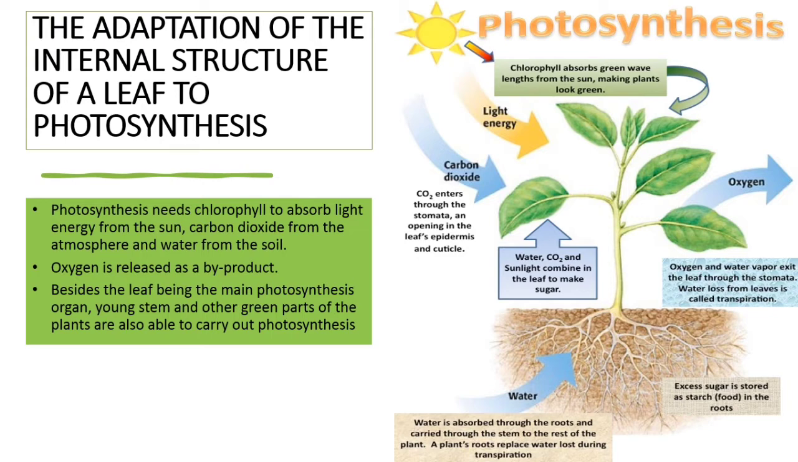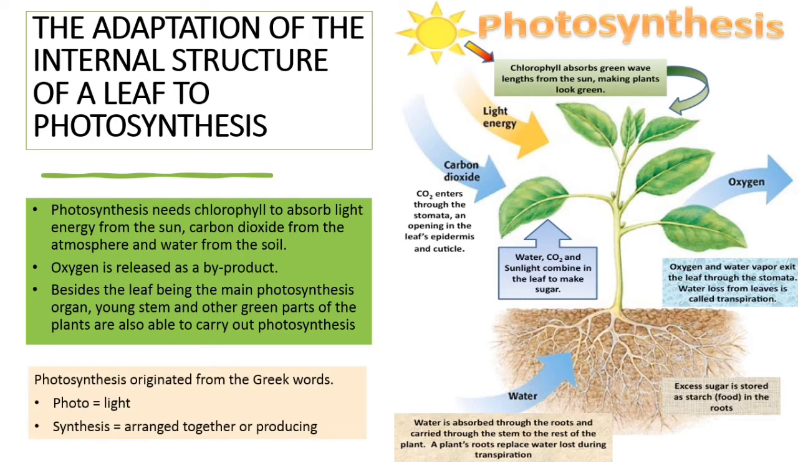Besides the leaf being the main photosynthetic organ, young stems and other green parts of the plant are also able to carry out photosynthesis. Photosynthesis originated from Greek words. Photo means light, synthesis means arrange together or producing.